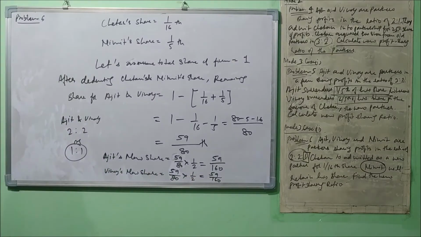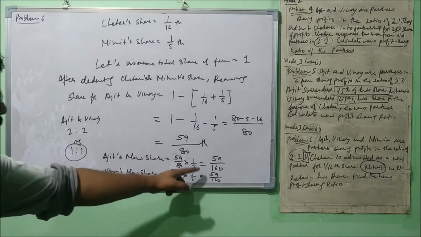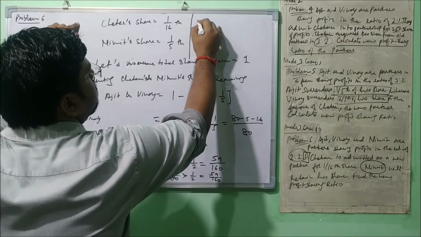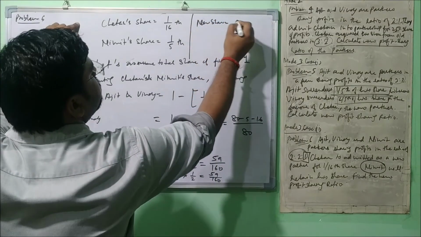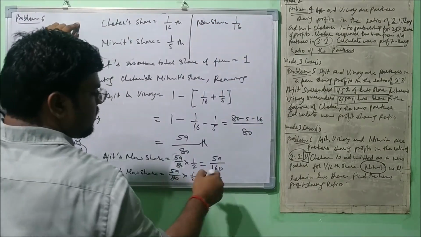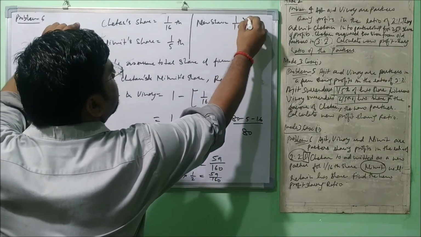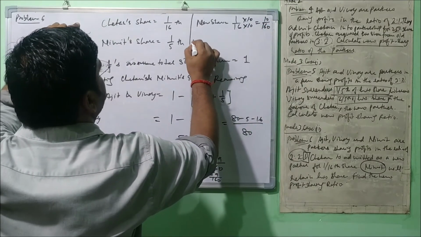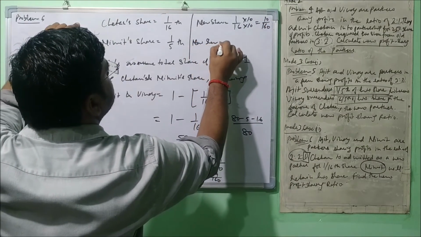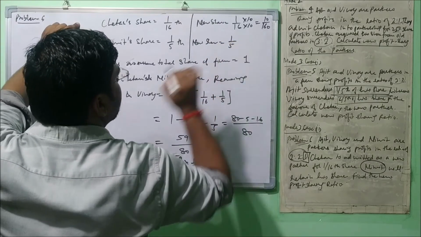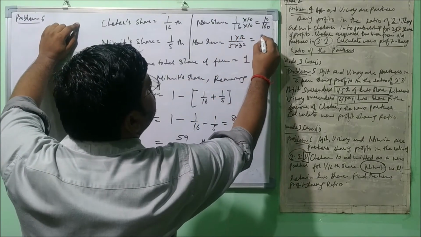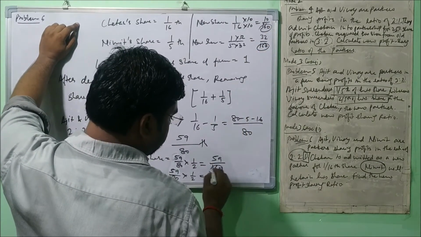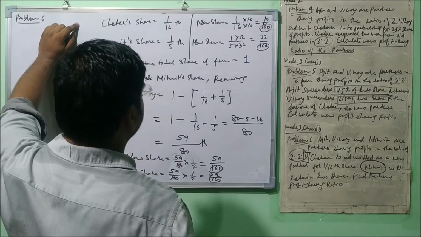Now we can calculate the new share of all the partners. That is the new share of these two. Now for Nimit and Chetan also we can calculate. For Chetan, he is getting 1 by 16. Let's convert it according to this: we'll multiply by 10 at both places, so that is 10 by 160. For Nimit, that is 1 by 5, so we'll multiply it by 32, and it comes out 32 by 160. Now all the bases are equal, 1 by 160. Now we can frame the new ratio.